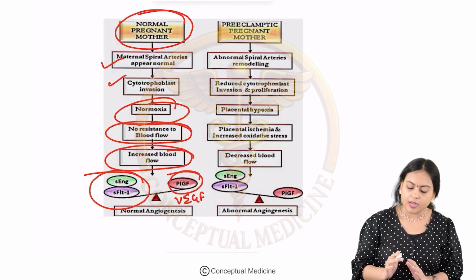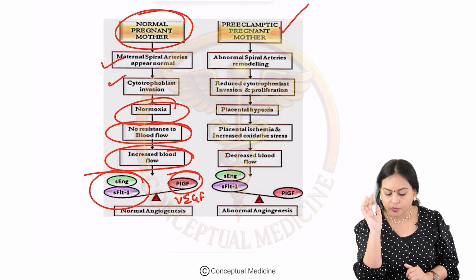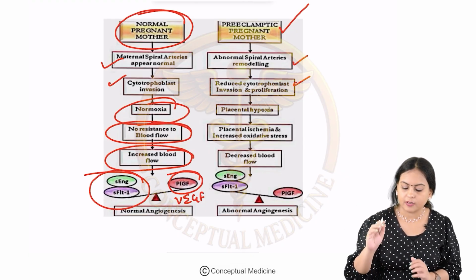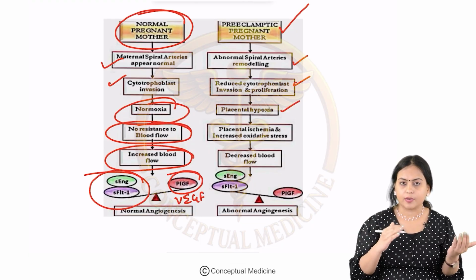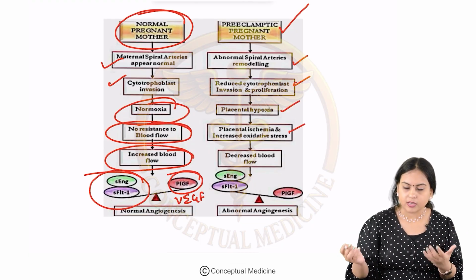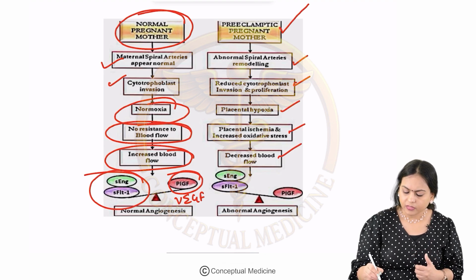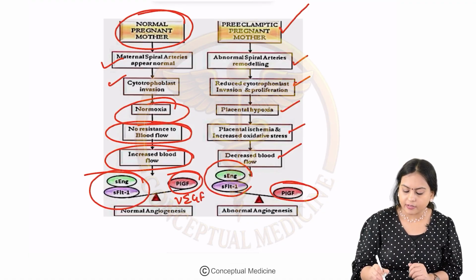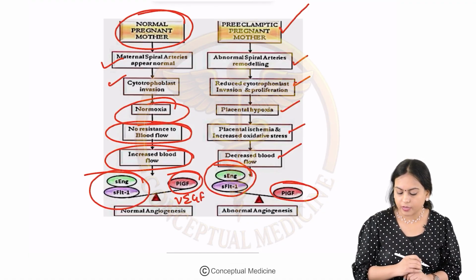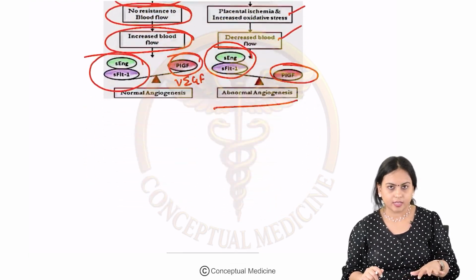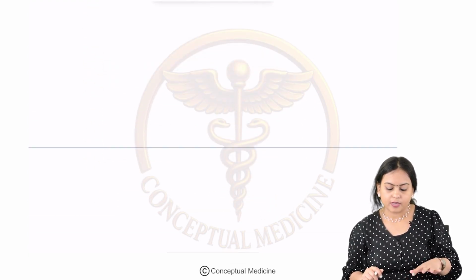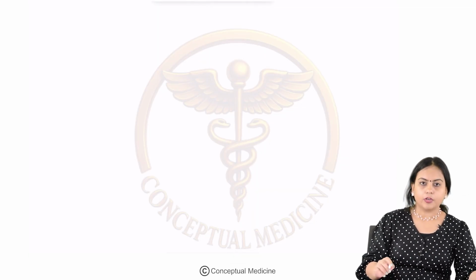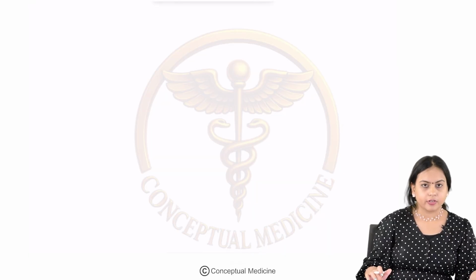Whereas in a preeclamptic pregnant mother, what is going to happen is there are abnormal spiral arterioles. That is going to cause reduced trophoblastic invasion, and there is placental hypoxia that will be leading to placental ischemia and increased oxidative stress that will be reducing the blood flow. So it will be resulting in reduced levels of pro-angiogenic factors, and increased levels of anti-angiogenic factors. That will be resulting in abnormal angiogenesis. Clear? Now I hope there is no doubt in the pathogenesis. Now, I want to make clear the pathological changes in different systems also.